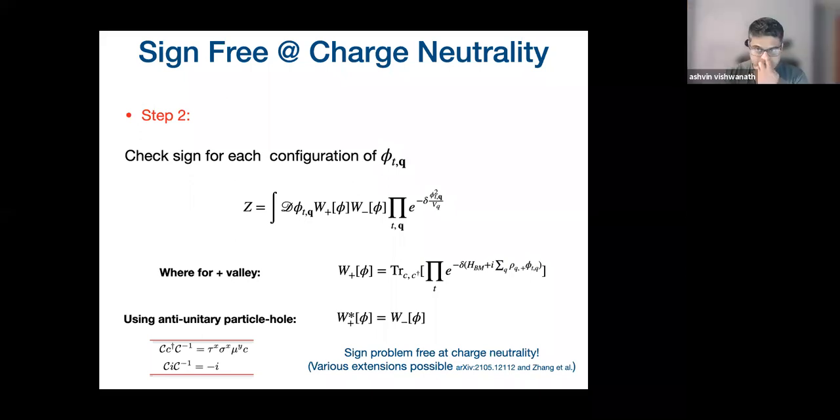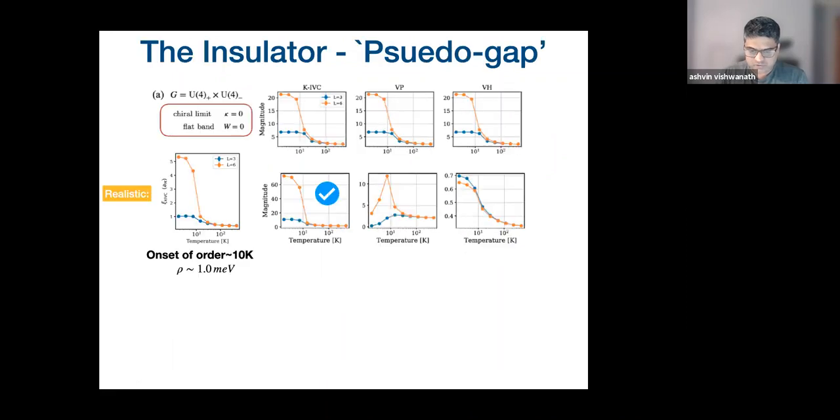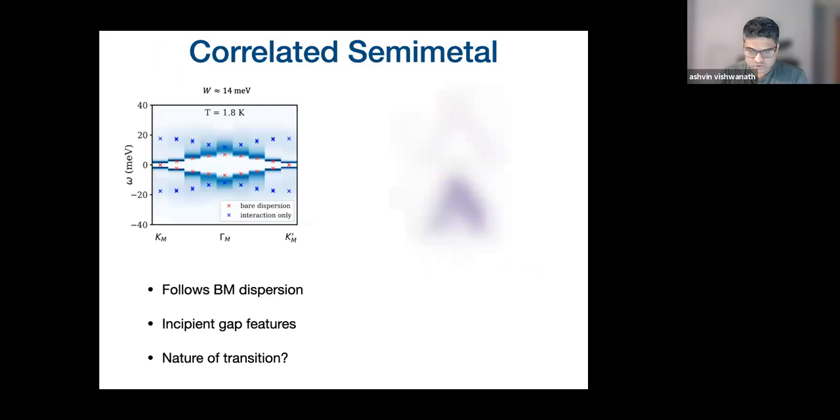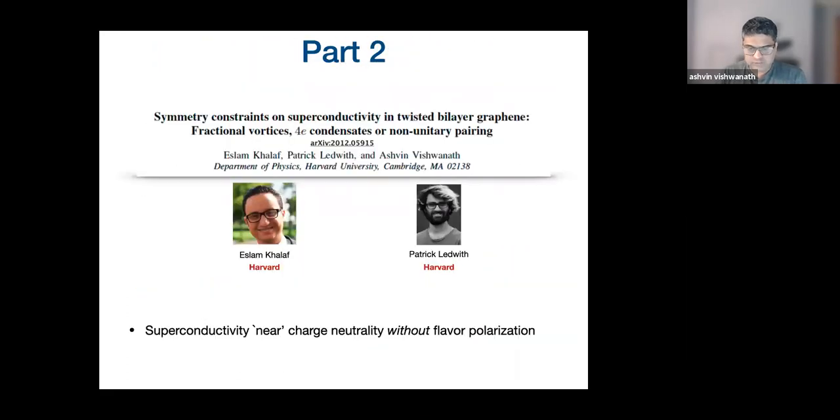Any other question? No? All right, so let me proceed to the last part, which is thinking about this question of what happens when you have superconductivity in a flavor unpolarized setting. This is a work with Islam Khalaf and Patrick Ledwith, and it's on the arXiv. It's focused on twisted bilayer graphene, but I think some of these arguments are more general.